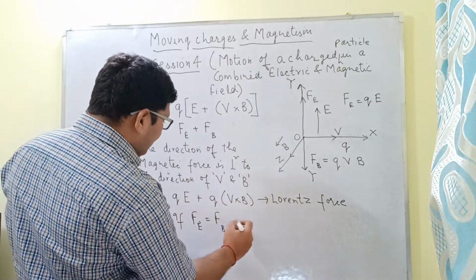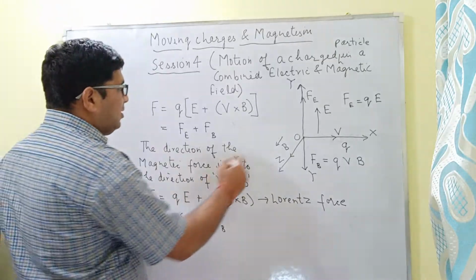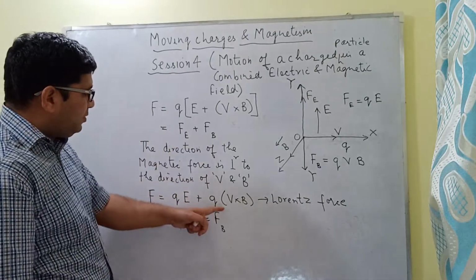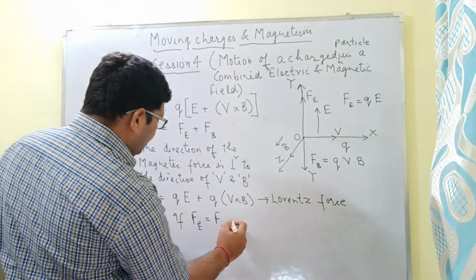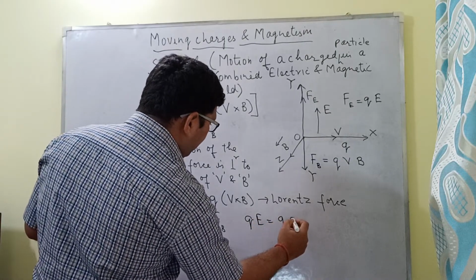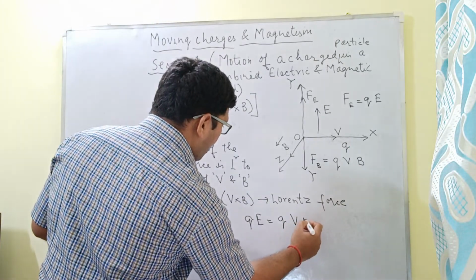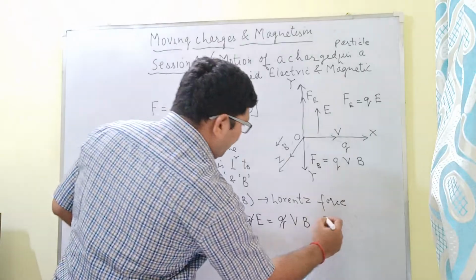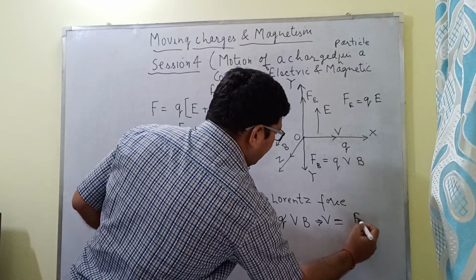So if in this case F_E is equal to F_B, then what is qE? This is the electrostatic force, which is equal to FE. FE is equal to qE, and FB is equal to q multiplied by the vector product of v into B. So we can write that in this case qE will be equal to qvB. Or we can say that it implies that v will be equal to E upon B.